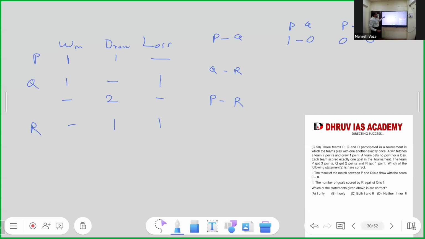But now see here, Q has lost against P, so he must win against R. So in this QR match, Q and R, it will be 1-0 goals. I am writing these goals. R has a loss against Q. So here Q has scored 1, R has scored 0. But now if you see the P and R match, it will be a draw, 0-0 goals. I'll just write it here.